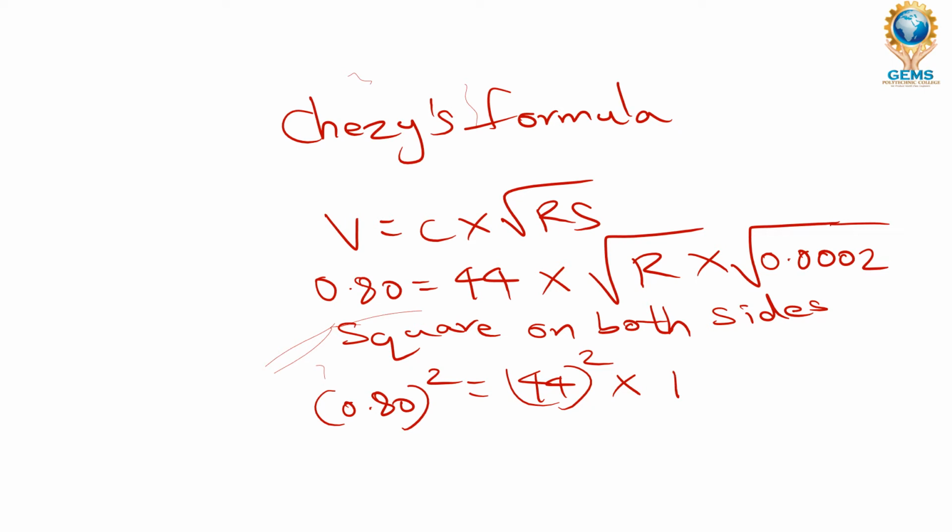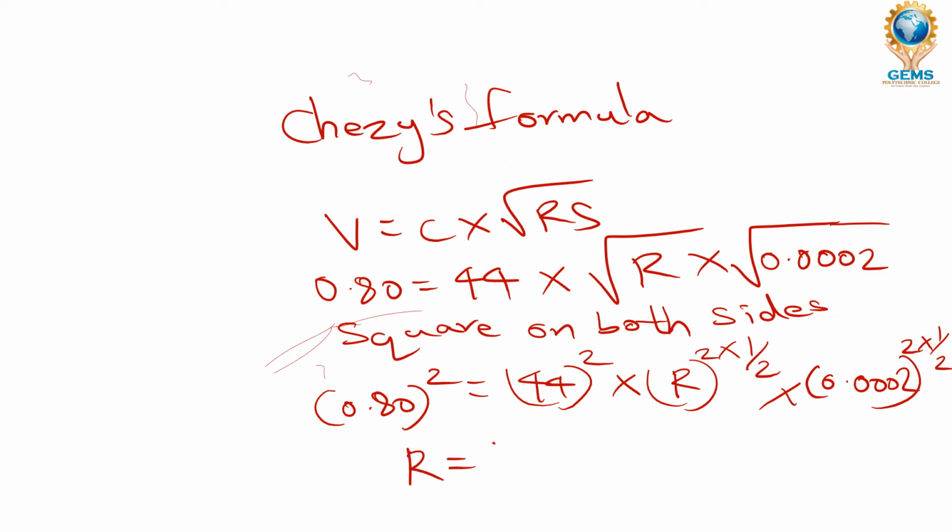Squaring, the root will be converted into a half power. Then 0.002 into half. You cancel the 2 here, and for R also you cancel the 2. After this you find the final value, which is R equal to 1.65. Kindly check this answer whether it comes for you. This is an important sum.